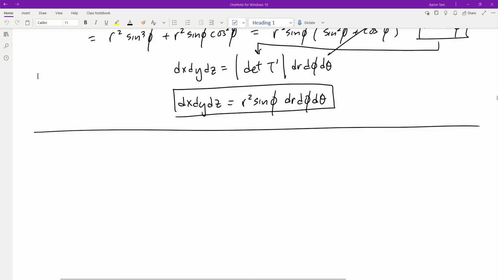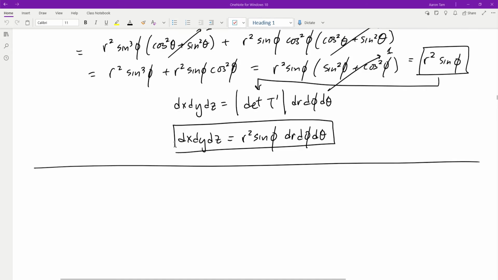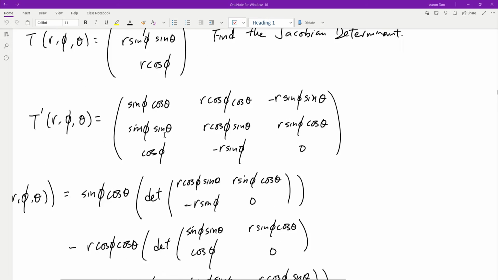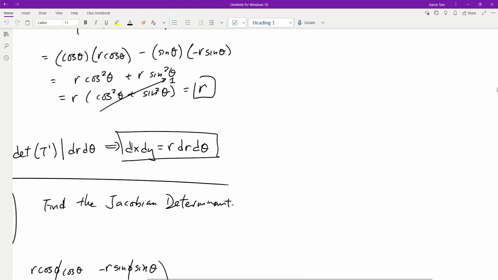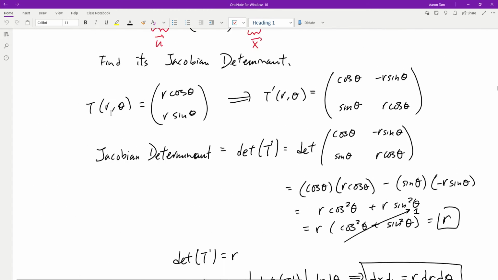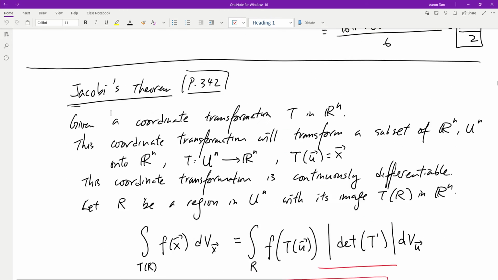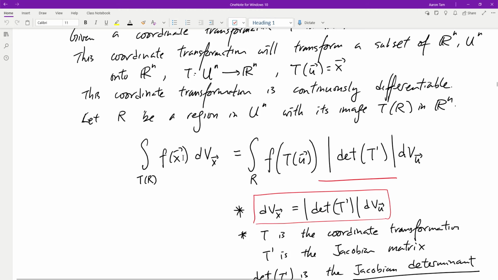Hi everyone. Today we're going to continue on 7.4. So last video we talked about Jacobian theorems. And in the Jacobian theorems, we learned that we can actually transform an integral in one coordinate system to another coordinate system by performing the following, corresponding the regions together.